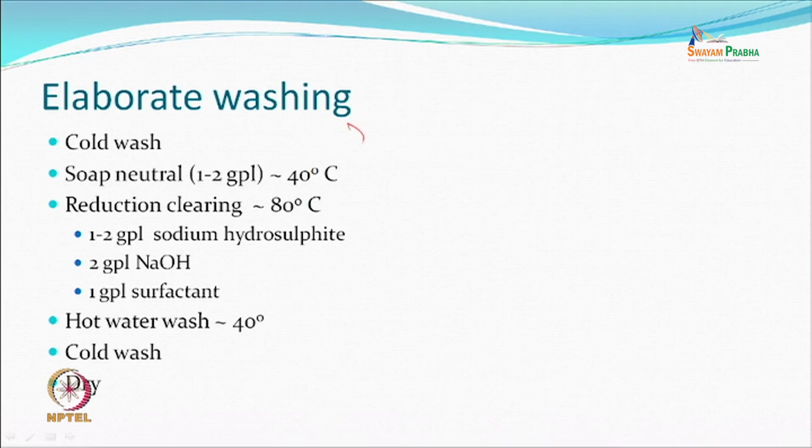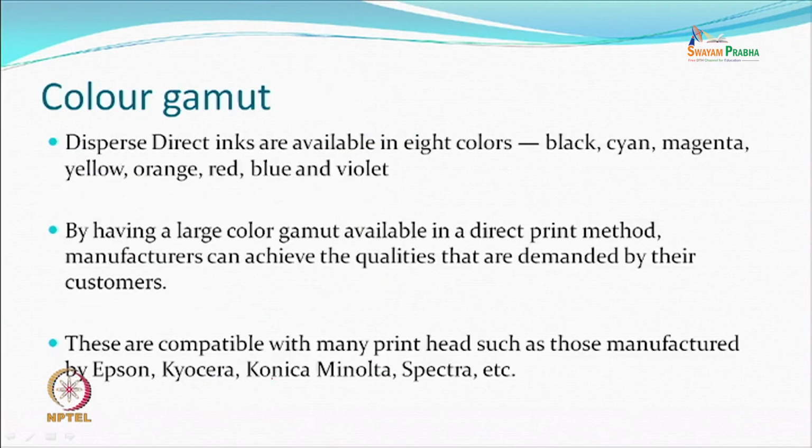So these two are the initial processes, and then there is this interesting process which is reduction clearing. The same sodium hydrosulfite and alkali is there in this reduction clearing bath, and then you wash it with little hot, then the cold, and then dry. So even if it's a dispersed dye or direct printing on textile, you still require a good amount of washing sequence.